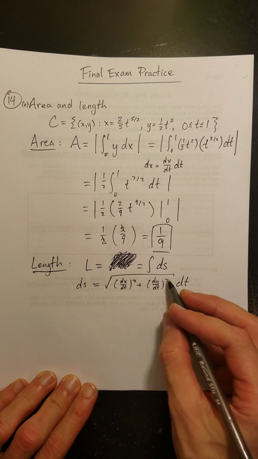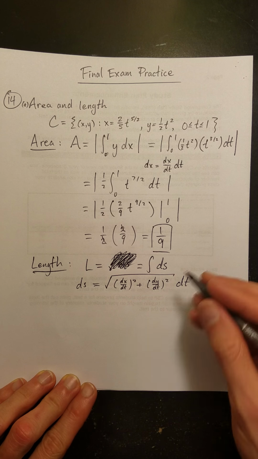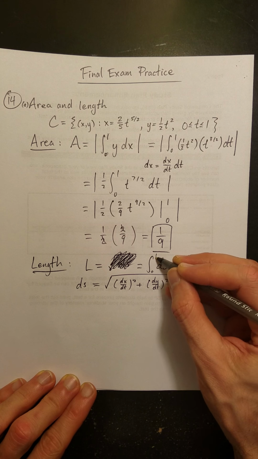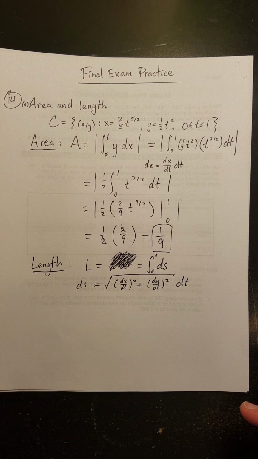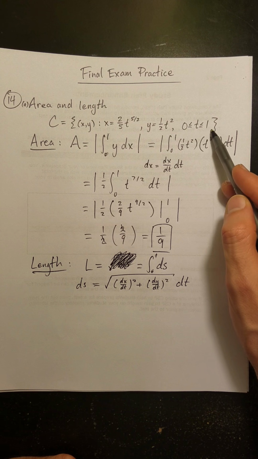And so I want to compute all of this stuff first, so I'll figure out what ds is equal to, and then I'll plug it into my integral, and then I'll evaluate this integral from 0 to 1, even though this is a little bit misleading writing it out like that. But either way, I know I'm evaluating the integral from t equals 0 to t equals 1.